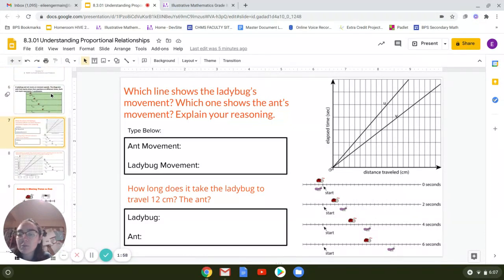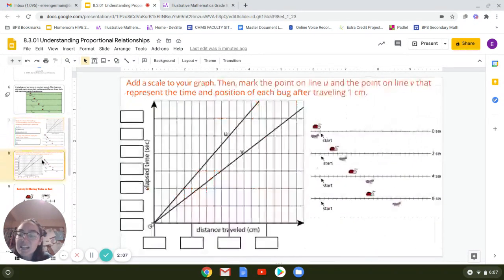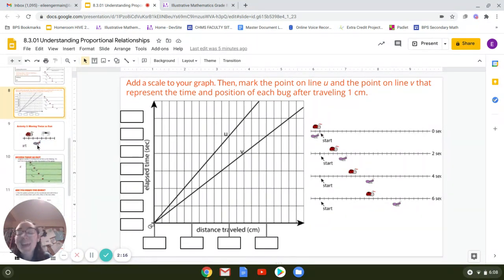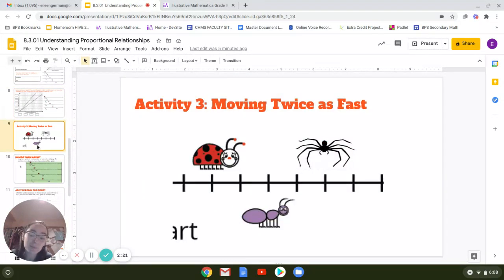So we went through and we found which line represented each one of these animals, how long it took to travel 12 centimeters for the ladybug and the ants. Then we actually created this scaled graph here. Then now we're moving into the second activity here. It's actually called activity number 3 because activity 1 was our warm-up, activity 2 was the first part of this, and so now we're going to be taking a look at this next activity, moving twice as fast.